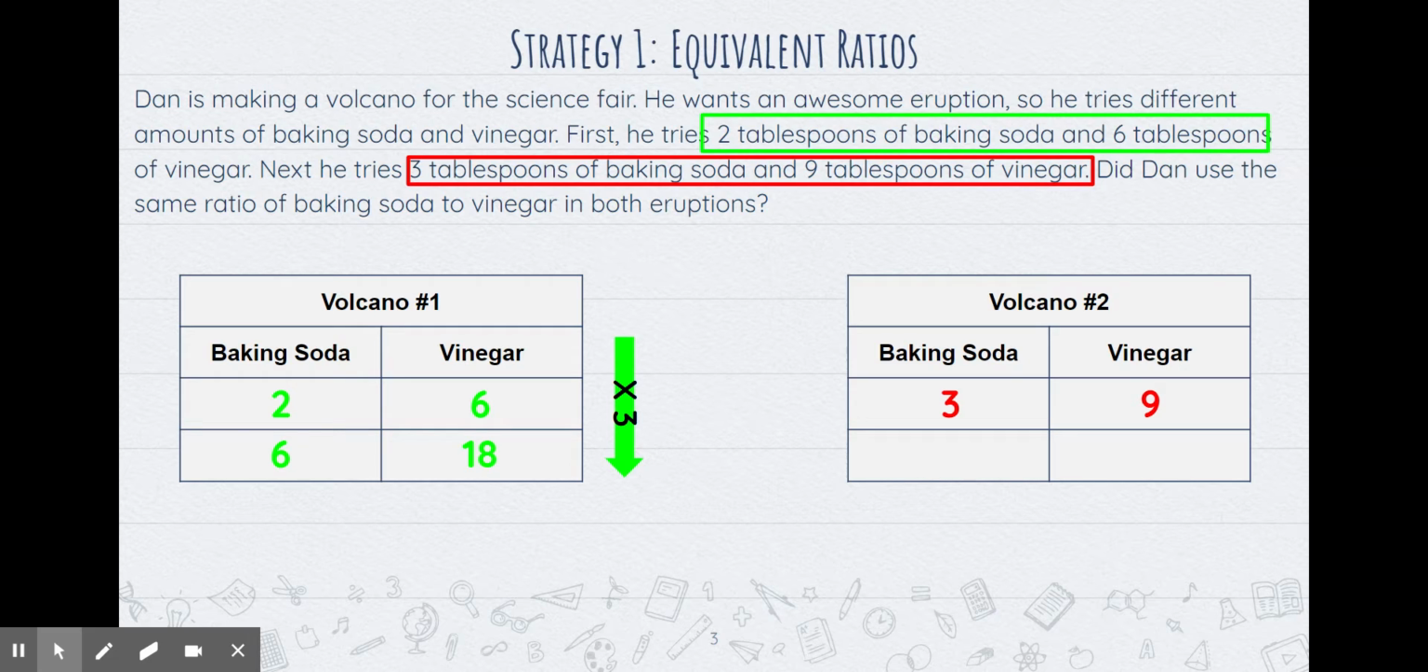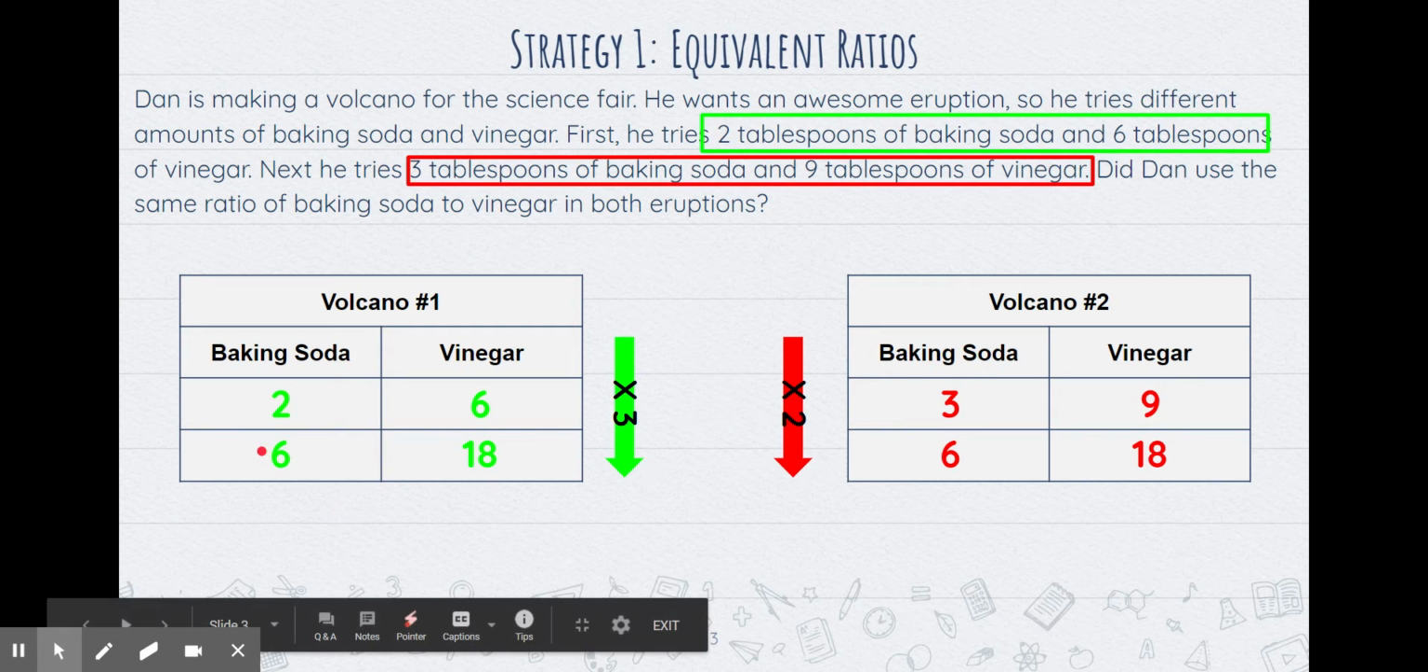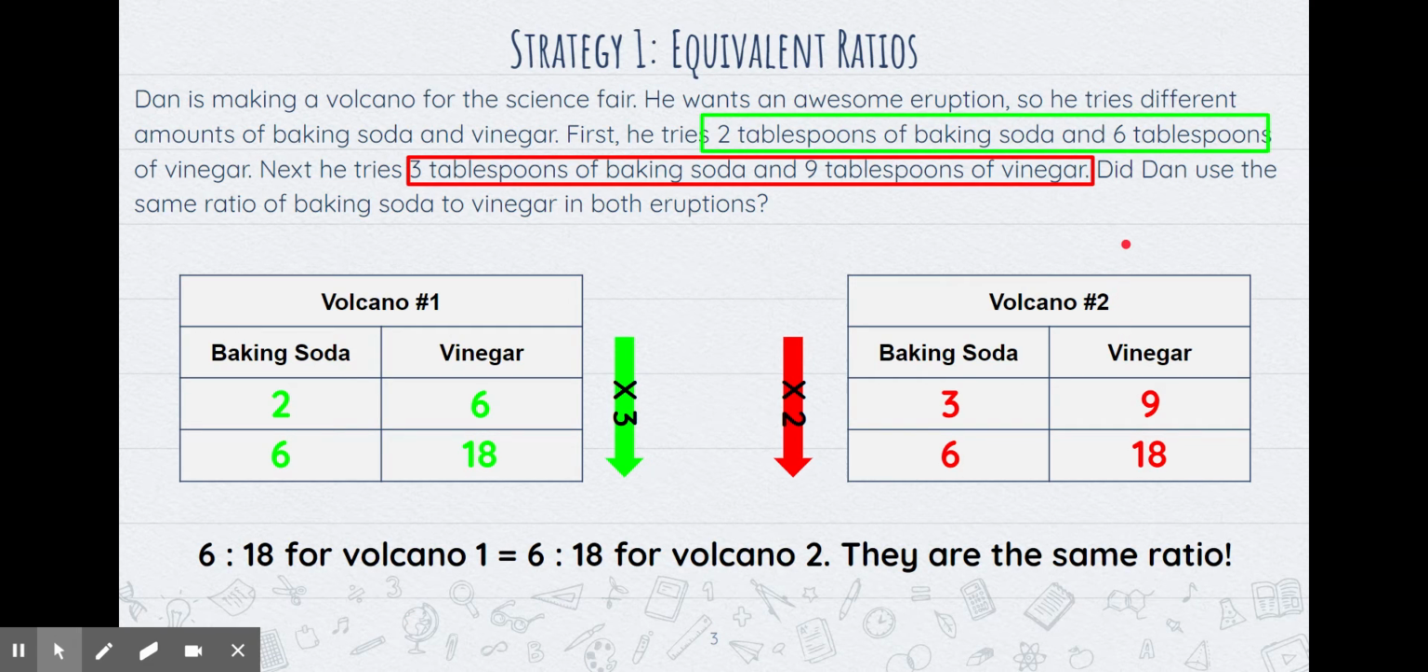And then for my volcano number 2, I know if I want to scale 3 tablespoons of baking soda up to 6 tablespoons of baking soda, I've got to multiply by 2. And so if I multiply my baking soda times 2, I've got to multiply my vinegar times 2, which gets me 6 and 18. Now, lastly, I just have to look at my final answers. I have 6 and 18 for volcano 1 on a baking soda to vinegar ratio. I've got 6 to 18 baking soda to vinegar ratio on volcano number 2. If both of my ratios are the same, when we scale up or scale down our ratios, then they're the same ratios even if they start in different places.